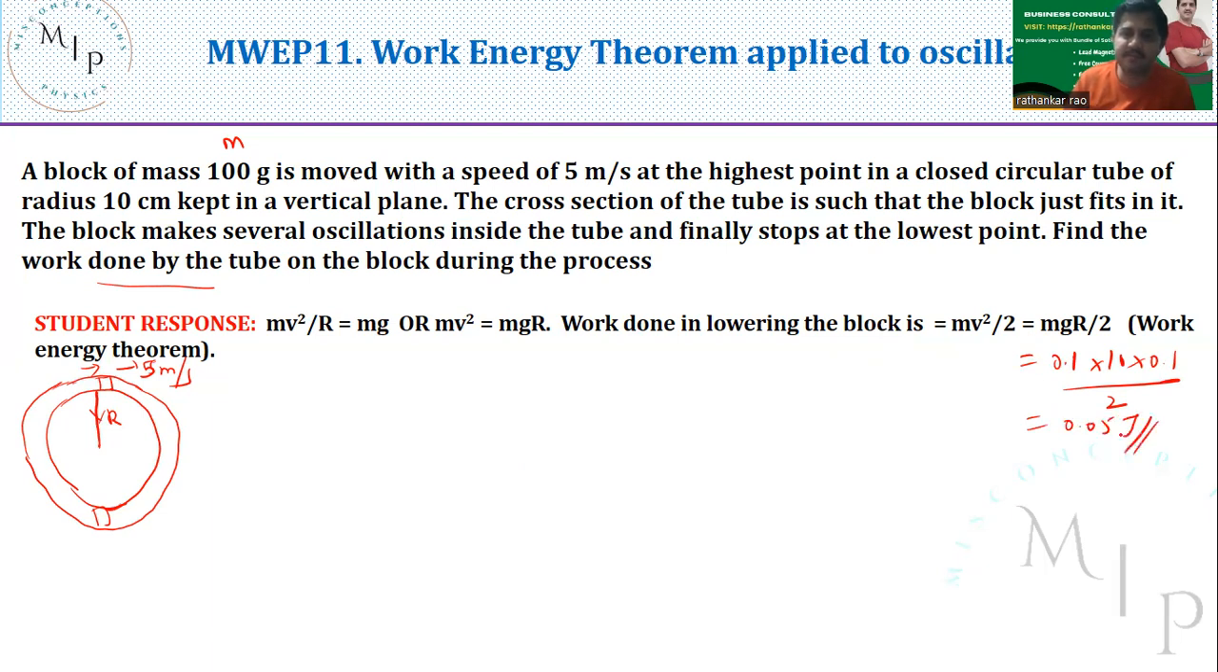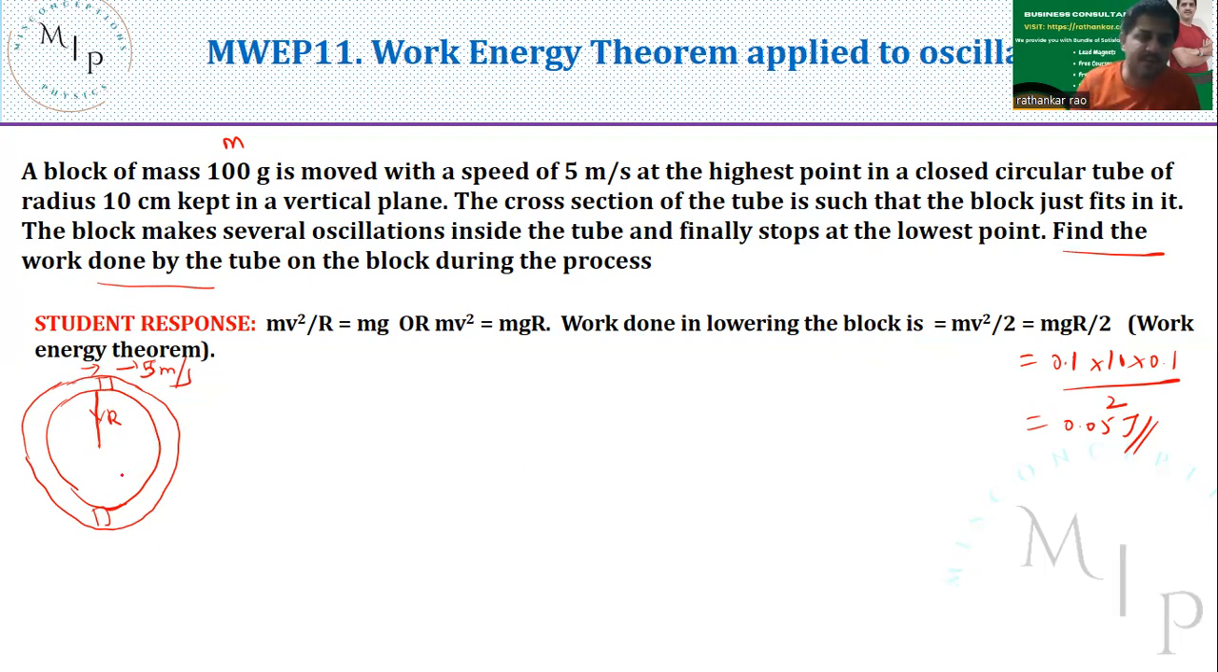0.05 joules. This is the answer most of them have written. Let us see how to solve this. First of all, this is neither a problem on circular motion nor on oscillations. So what is being asked? Find the work done by the tube on the block during the process. You can just use conservation of energy, nothing else.